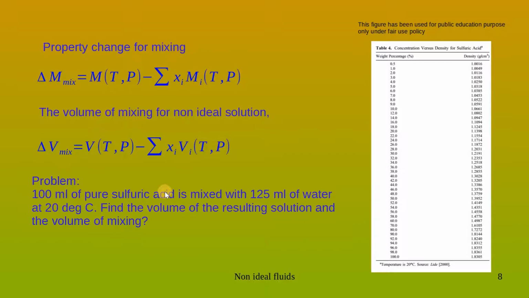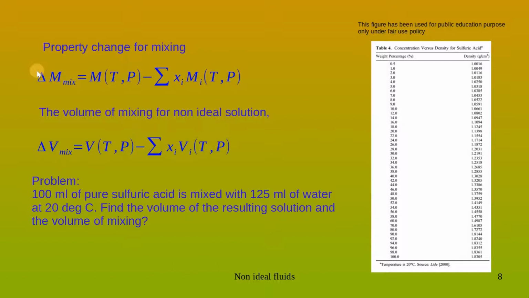Now, we define something known as property change of mixing. The property change of mixing is nothing but the property of the real mixture minus the property of the mixture if it was treated as ideal. Please remember, xi multiplied by the pure species property Mi, the summation of that will give you the ideal solution property or ideal mixture property. So the real mixture property minus the ideal mixture property is nothing but the property change of mixing.